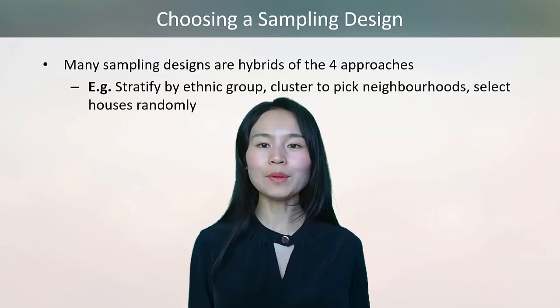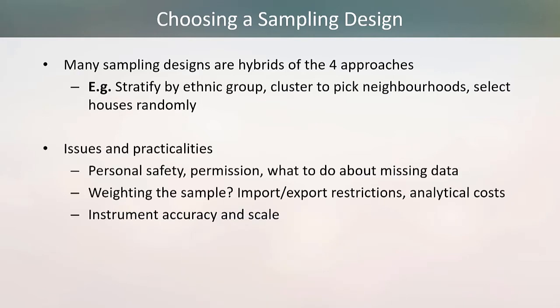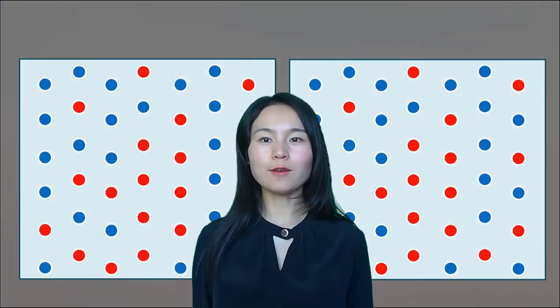When designing a sampling method, you also need to consider possible issues. What if you are not able to collect data because the selected sample does not grant you permission? What if your instrument is not accurate enough? If your sample is not good, your analysis won't be good either. How can a sampling technique impact the results?